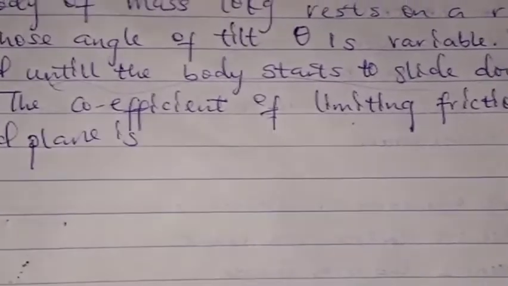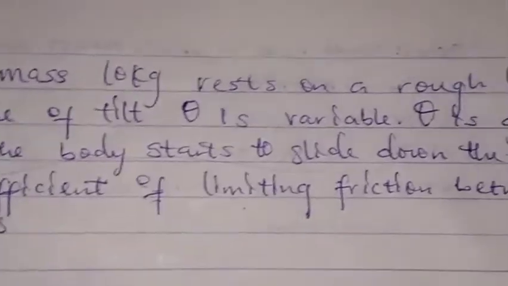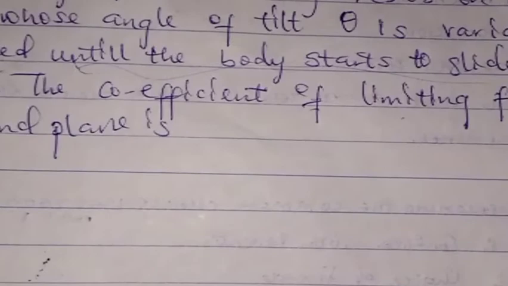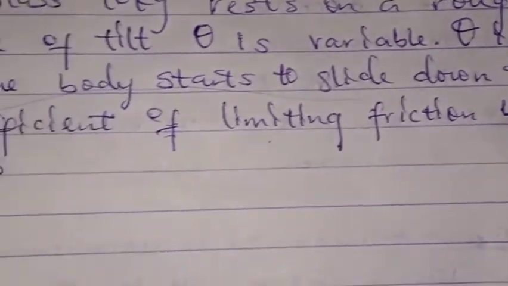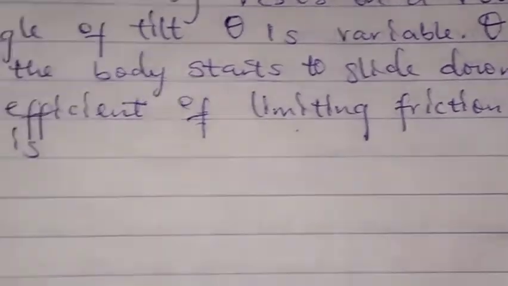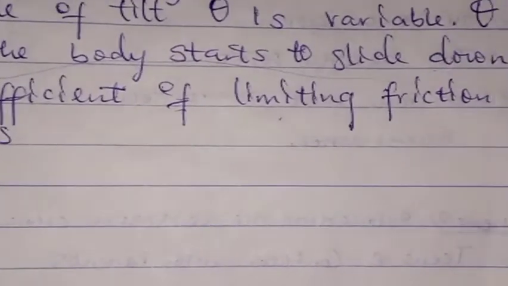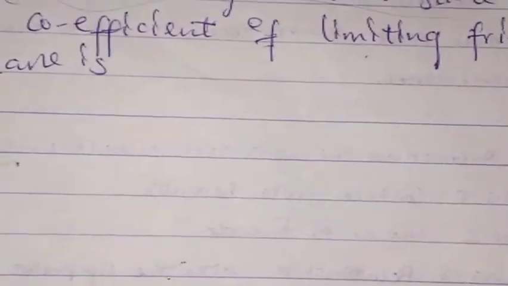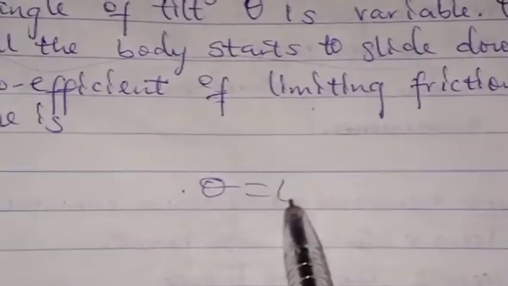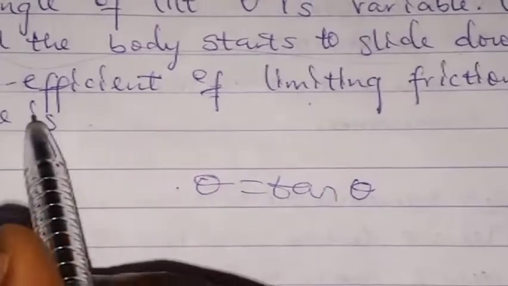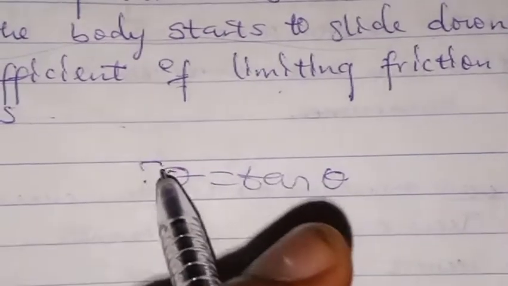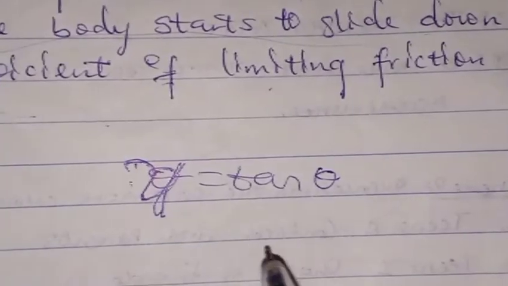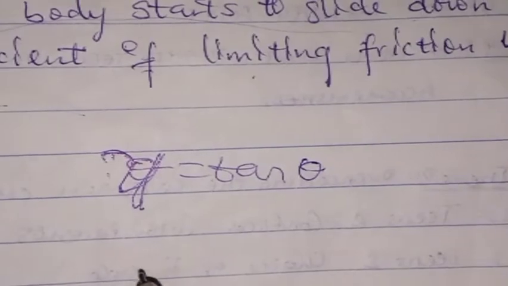So let's just take one last question before we move on. Yeah, so this is the question now. A body of mass 10 kilogram rests on a rough inclined plane whose angle of tilt theta is variable. Theta is gradually increased until the body starts to slide on the plane at 30 degrees. Yes, this is actually what they are saying. There's an inclined plane, but you don't need to stress yourself. They're giving you the theta and you know it's sliding. Yes, the coefficient of limiting friction. So that's what we use it for inclined plane. We use this formula for inclined plane. mu is equal to what? Tan theta. So we will launch into inclined plane fully shortly.